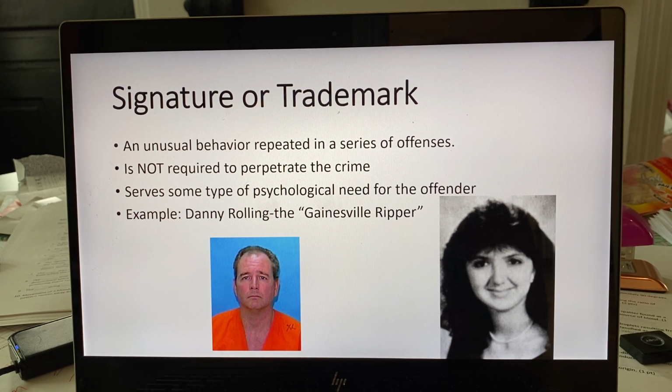I mean, the MO kind of makes sense, right? Because I don't want to get caught, so I'm going to do things, and potentially change things, so I don't get caught. The signature or trademark doesn't fit into that. It's always some type of psychological need for the offender. So the case example I want to give here is this guy right here on the lower left, whose name was Danny Rolling. Danny Rolling was known as the Gainesville Ripper because he was killing people in Gainesville, Florida.